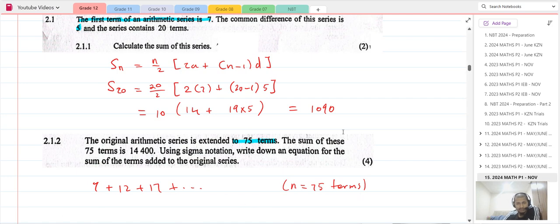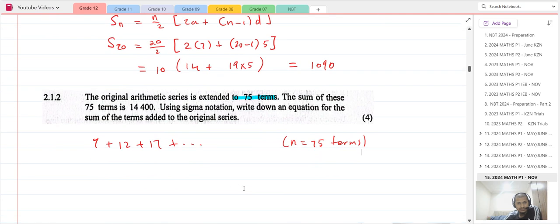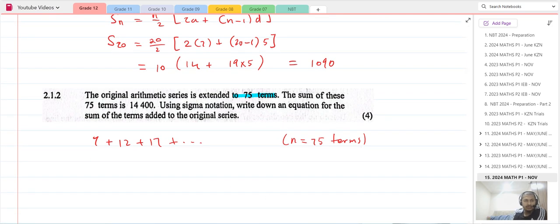The sum of these 75 terms is 14,400. Remember, we got the 75th term at the end. We can find that out, but there's no need.